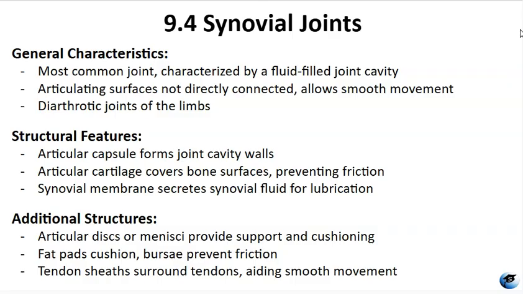prevent friction. A synovial membrane secretes synovial fluid for lubrication, and lubrication is when part of an articular cartilage is compressed during movement. Some of the synovial fluid is squeezed out of the cartilage and into the space between the opposing surfaces. This thin layer of fluid reduces friction between the moving surfaces. Additional structures like articular discs, menisci, fat pads, bursae, and tendon sheaths further aid in joint function and protection.